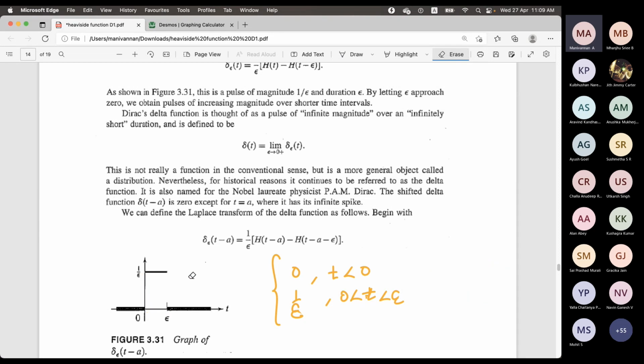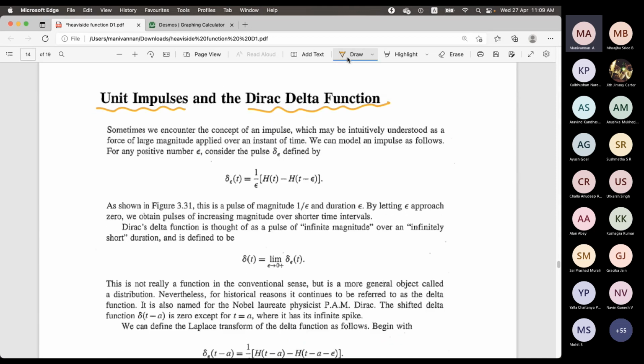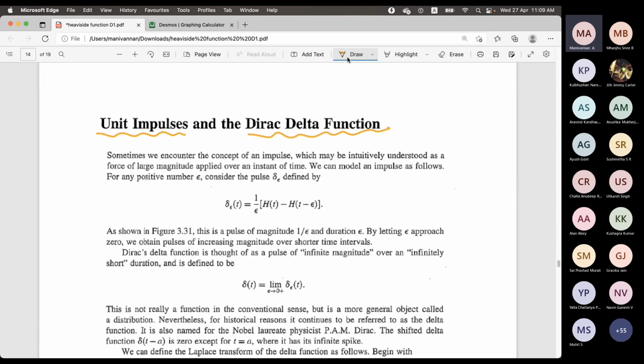Okay, that's why it is called unit impulse. It was founded by the physicist called Dirac, and the notation is given by the Greek letter delta. That's why it is called the Dirac delta function. So delta of t minus a, we write as delta a of t minus a. So these are the notations of the Dirac delta functions.